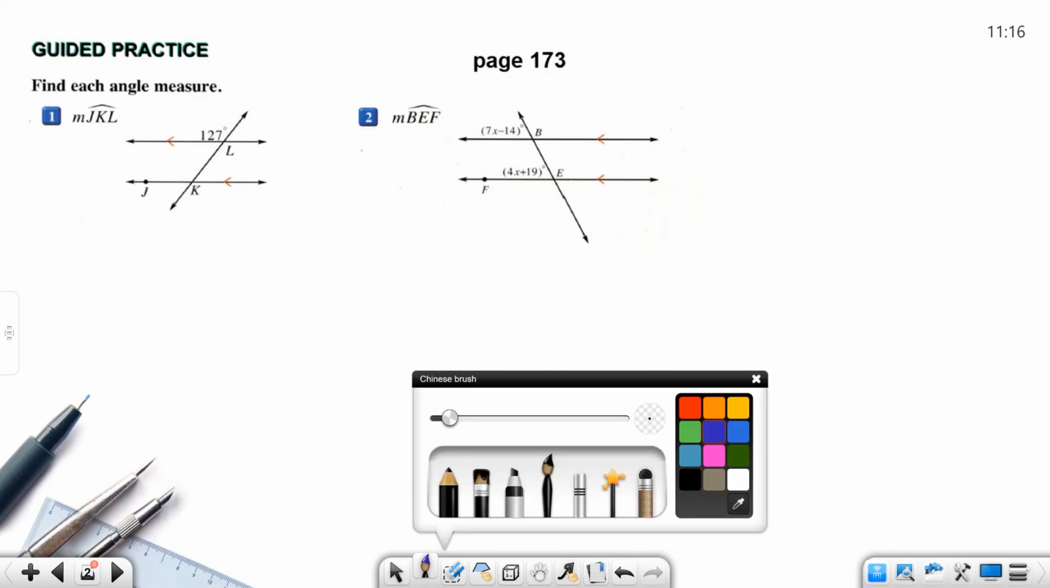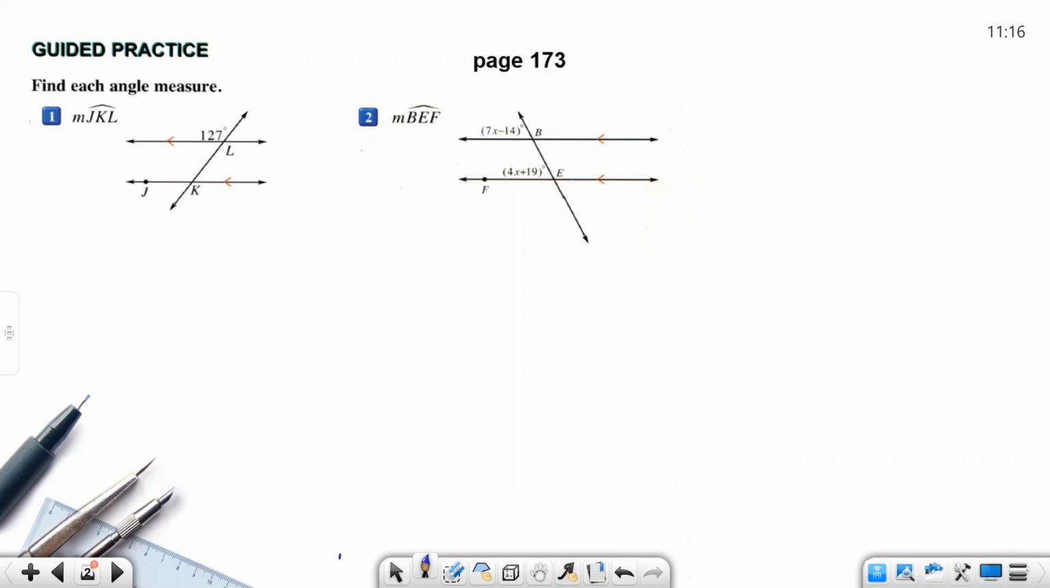Let's start with question 1. It says find the measure of angle JKL. So as you see, there's a 127. They are corresponding angles, and corresponding angles are congruent. When they are congruent, they have the same value of angle. So I can say 127, because they are congruent as corresponding angles. Okay, let's continue with question 2.